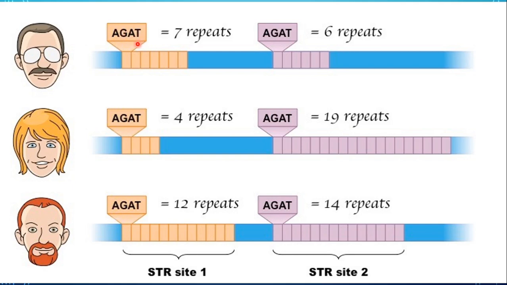So we can call it a microsatellite. How many times? 7 times it has been repeated. Again, in another portion of the same person's DNA, it has been repeated 6 times. In the second individual, the location is the same, but the number of repeats is less. Location is the same, type of repeat is the same, the sequence is the same, but the number of repeats is different.